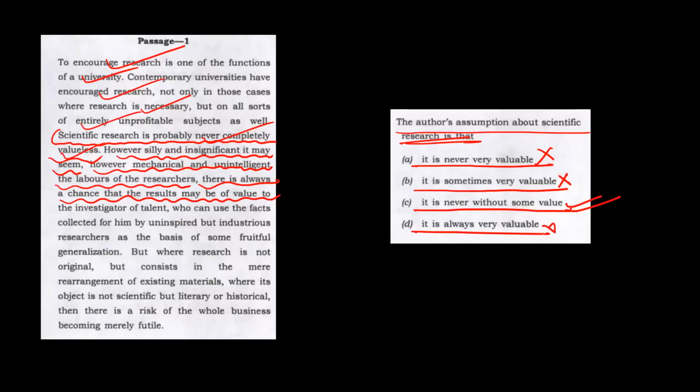And you see this question: the author's assumption about scientific research is that it is never very valuable. This is incorrect. It is sometimes very valuable. This is also not correct. It is never without some value. This is correct. It is always very valuable. This is also incorrect. So option C is the answer. Is this clear, guys?